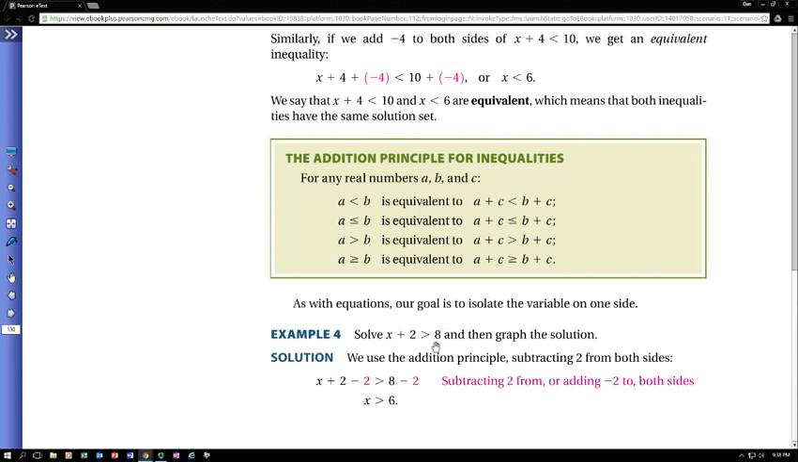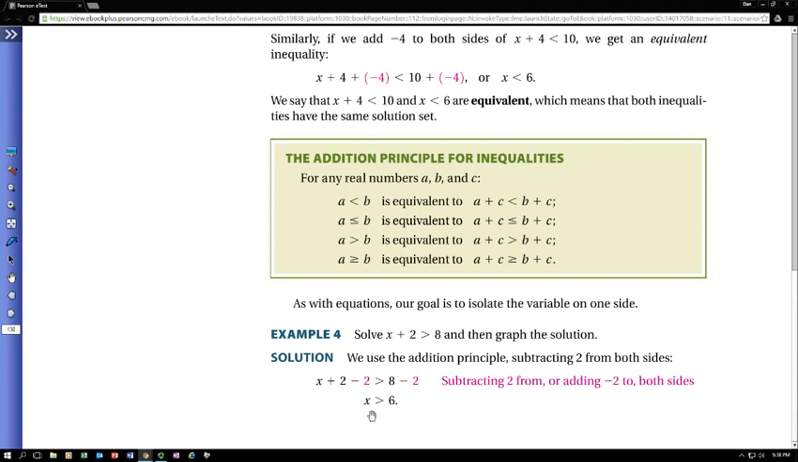So we use this to create an equivalent inequality that makes it easier to see what the solutions can be. So when I have x plus 2 is greater than 8, I can add a -2 to both sides, and I get x plus 0 is greater than 8 plus -2, or x is greater than 6. Now it's easier to guess at what the solutions for this equivalent inequality would be.